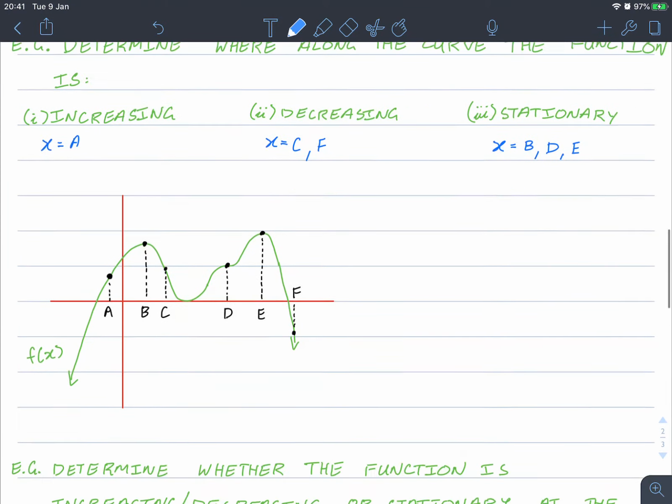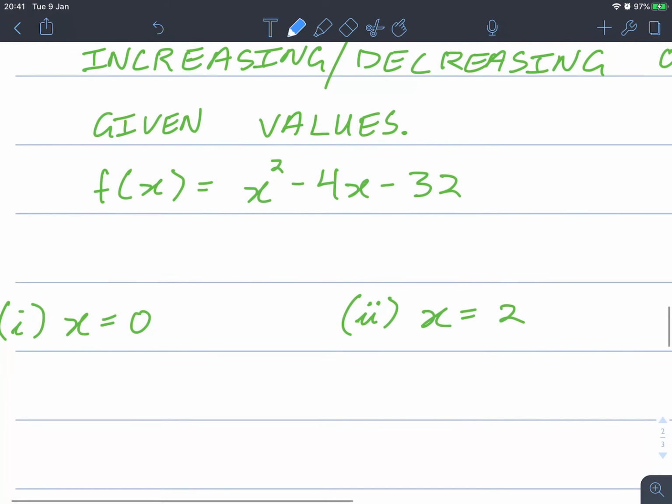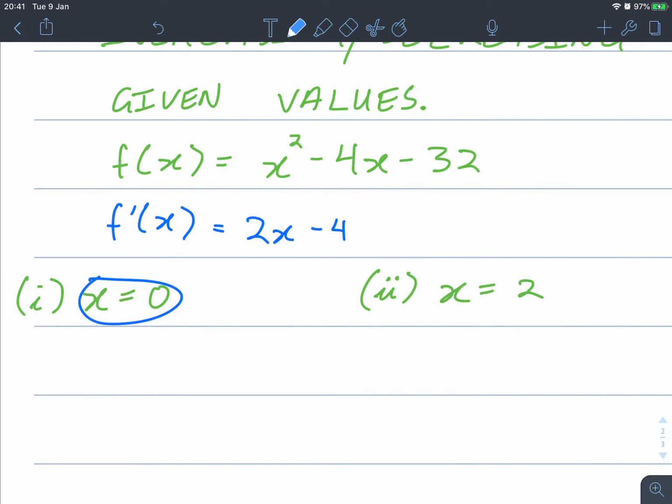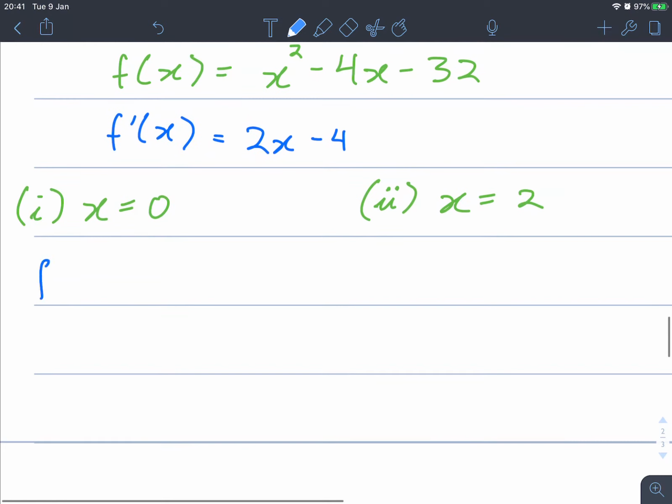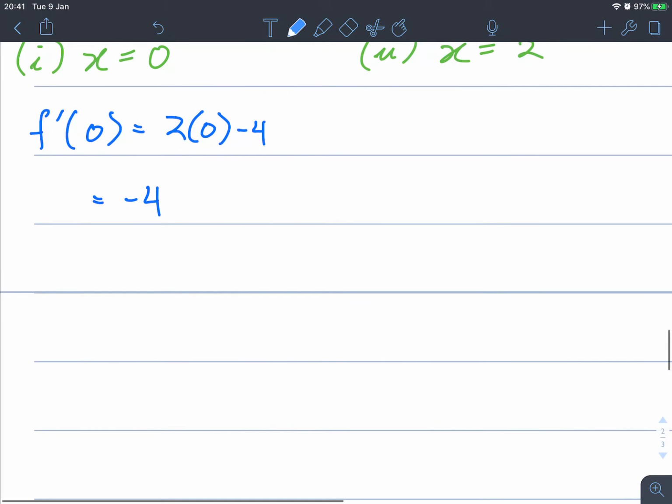Here we go. Determine whether the function is increasing or decreasing or stationary at the given values. So here we have our function. In order to continue, we need our derivative function. So f prime of x is equal to 2x minus 4. Now, to determine the nature at this point, we merely substitute x equals 0 into our function. So f prime of 0 is equal to 2 times 0 minus 4. That is negative 4. And that is less than 0. So f of 0 is decreasing.